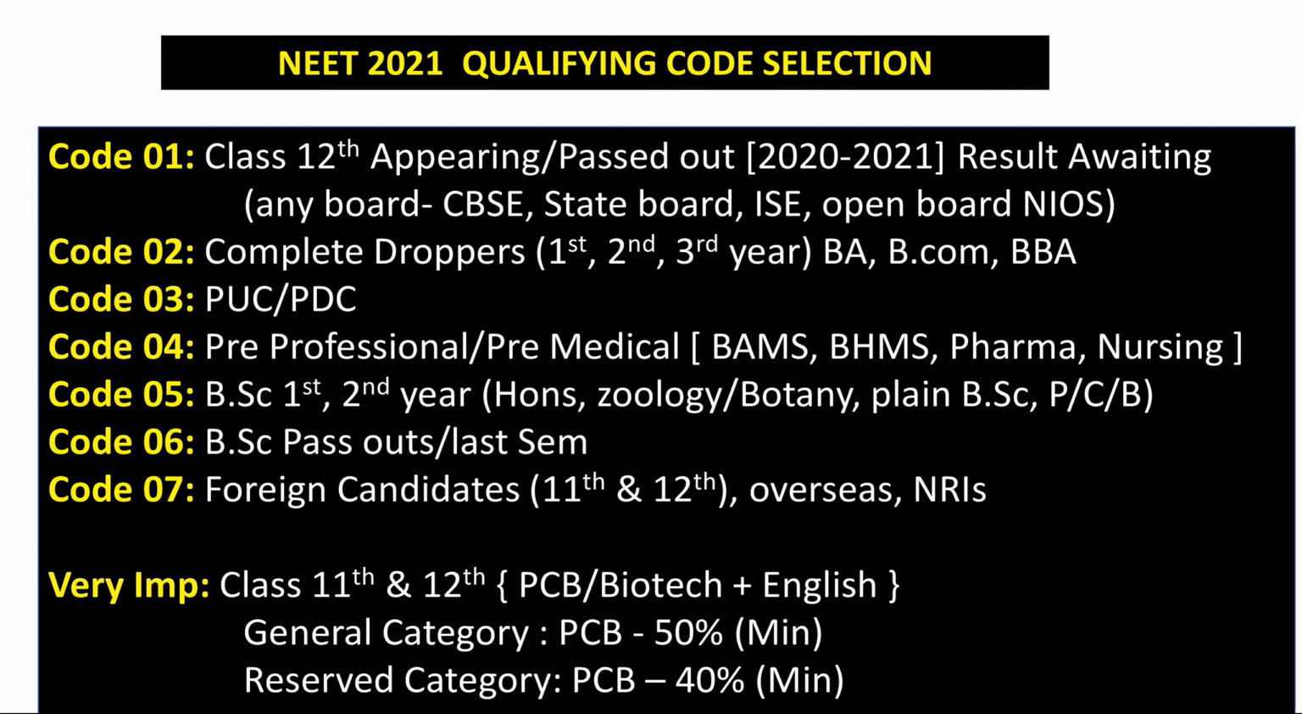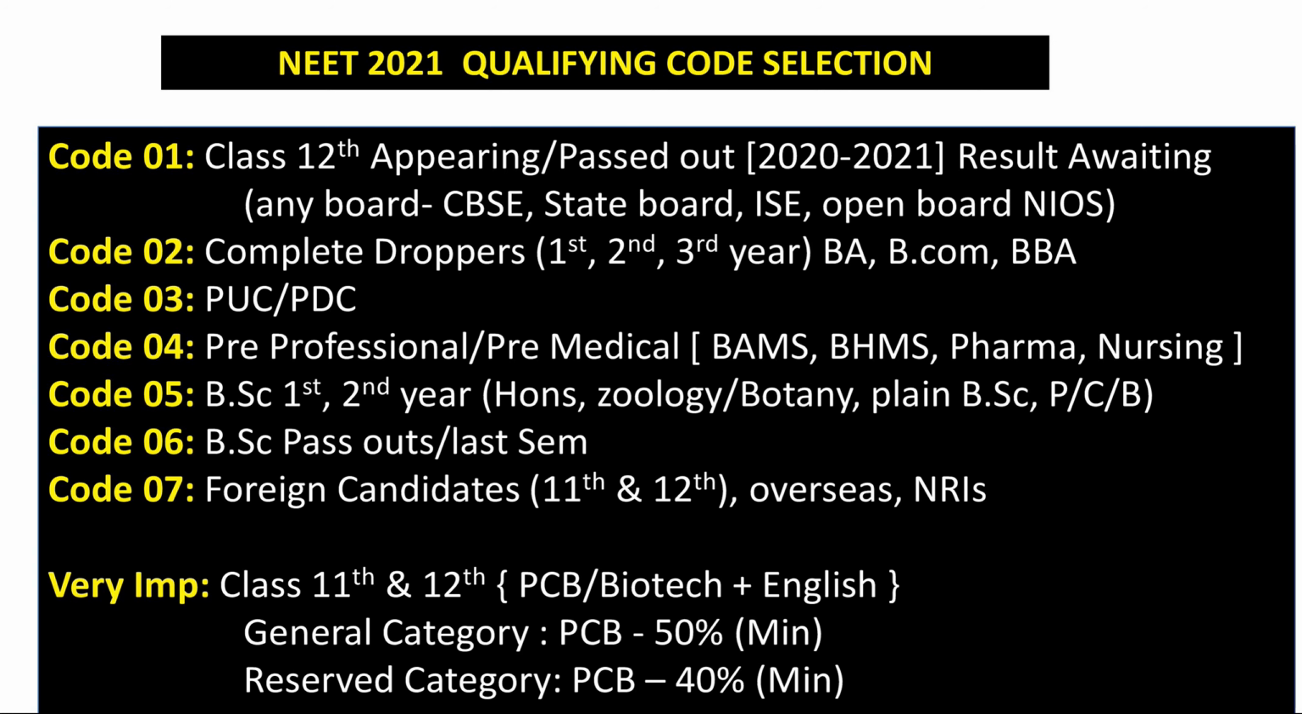Please ensure that there is a difference between code 01 and code 02. So select the code accordingly, and ensure that you choose code 2 only if you are a passed out 12th student and you are a complete dropper now. And code 03 is for some states where they have a pre-university course or pre-degree course.